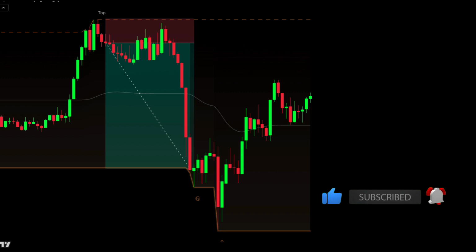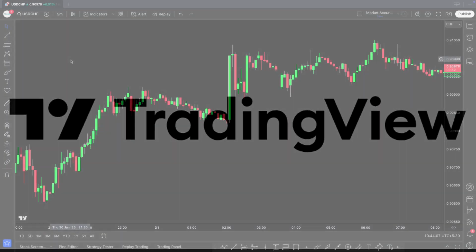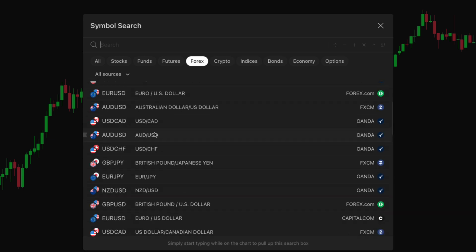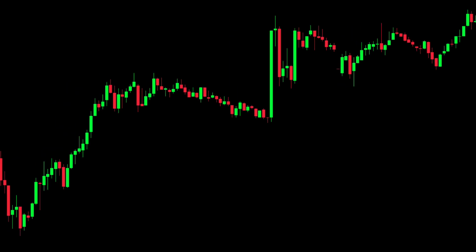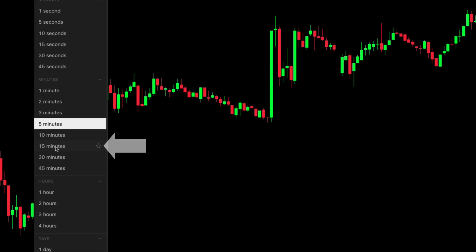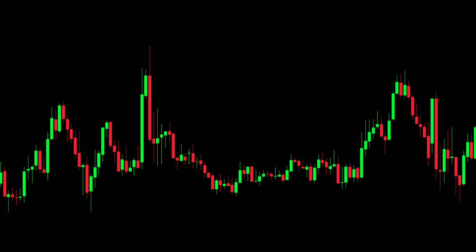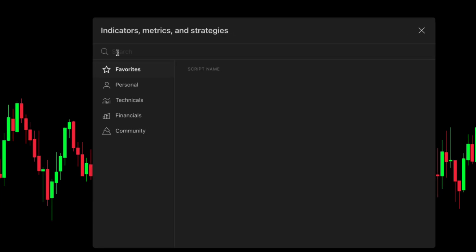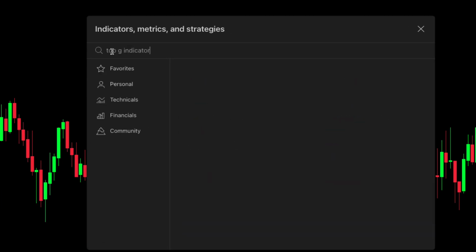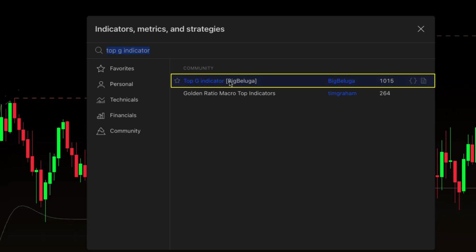Let's get into it now. To add this indicator to your chart, you want to go to TradingView and then open any trading security that you like in any time frame. For me, I'm going to be using the 15-minute time frame of CAD CHF. Next, you want to click on Indicator and type in Top. And I've selected this one called Top G Indicator by Big Beluga.